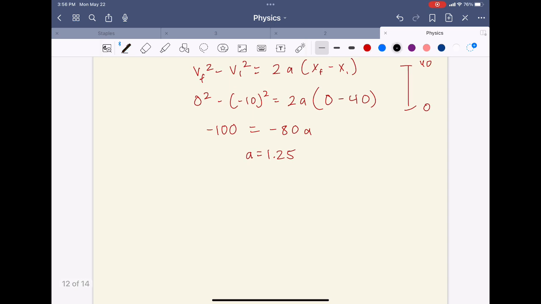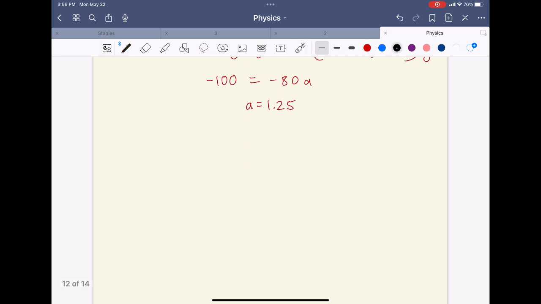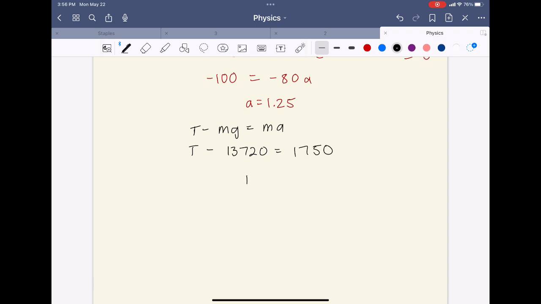And then we could just follow the rest exactly the same. So T minus Fg is equal to ma. And our mg is going to be the same, so that number does not change. And the number on the right is just the absolute value of what we had gotten previously. So we now get a tension to be this value.